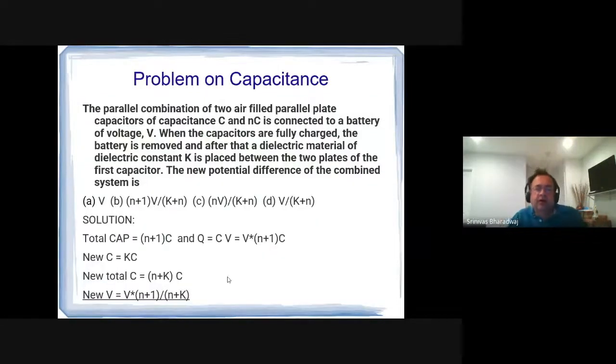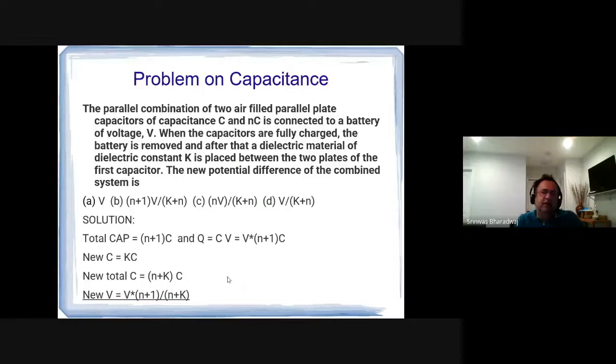Okay, so now we look at this example. See, if you had a parallel combination of two air-filled parallel plate capacitors, C and NC, connected to a battery, the capacitors are fully charged, and the battery is removed. After that, a dielectric material of dielectric constant K is placed between the two plates of the first capacitor, right? So you have two capacitors, C and NC, connected in parallel combination. So in the parallel combination, what is the net capacitance? N plus 1 times C, right?